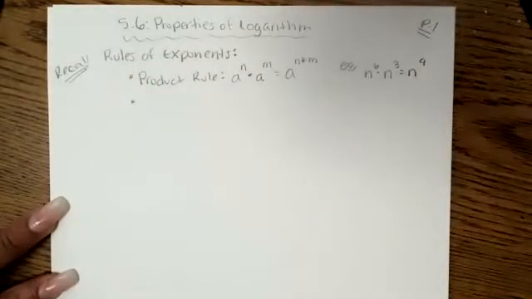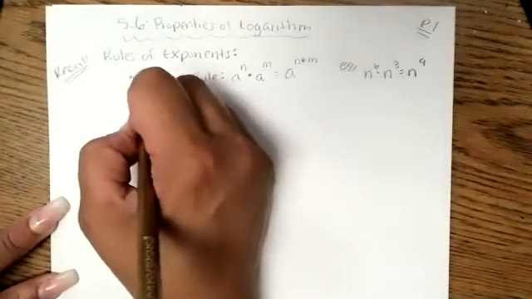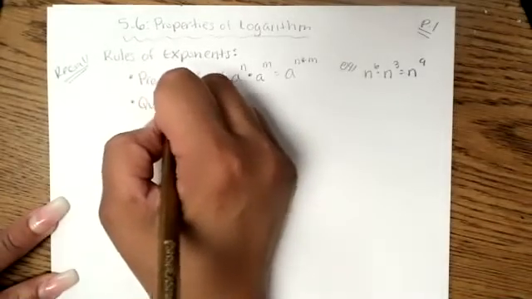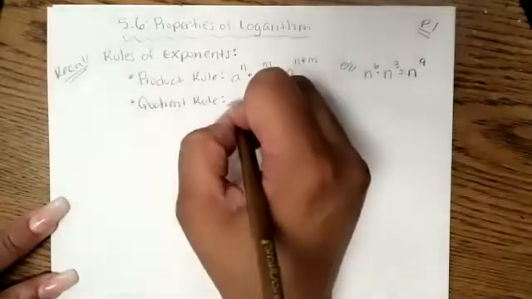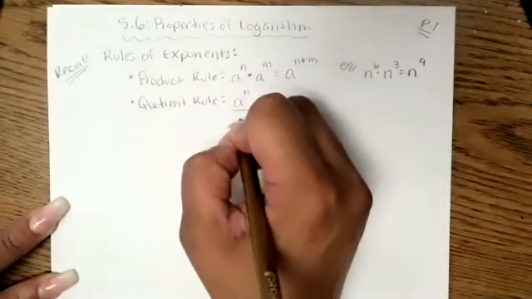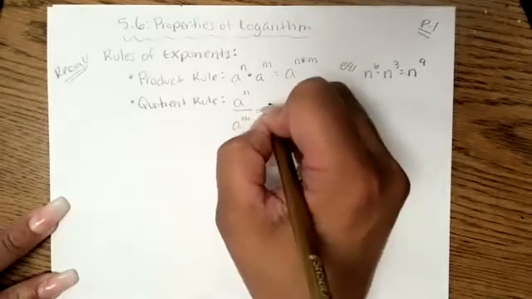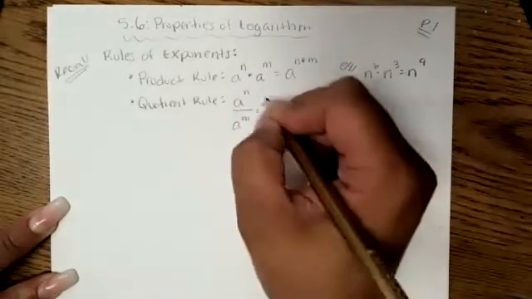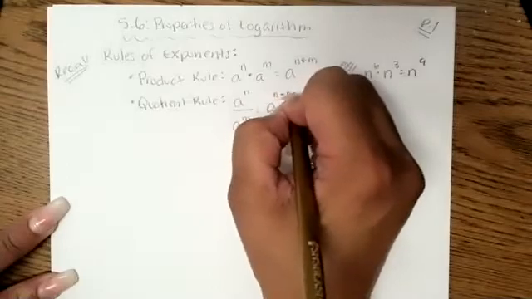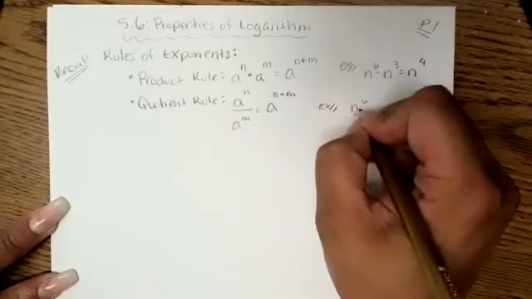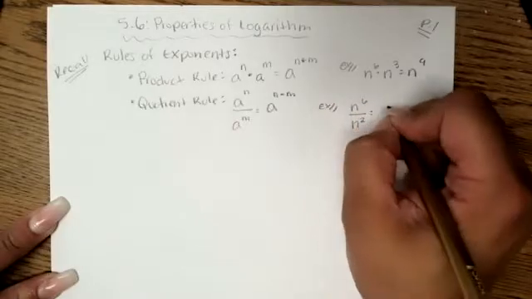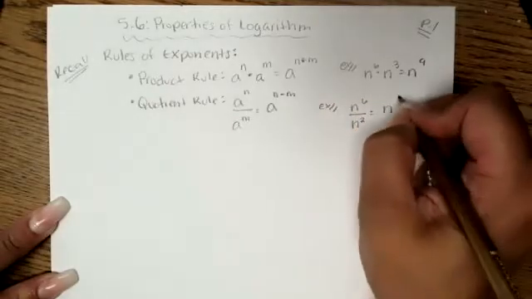Next, we have the quotient rule. Now, the quotient rule says if you have some base raised to a power divided by the same base raised to another power, you're going to keep the base the same, and then it's the top power subtract the bottom power. So we have n to the 6 over n squared. 6 minus 2 is going to be a 4.